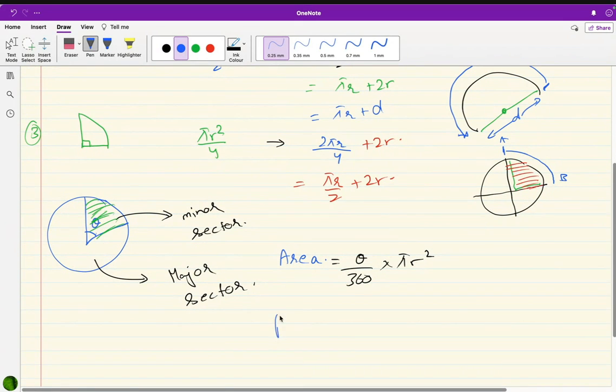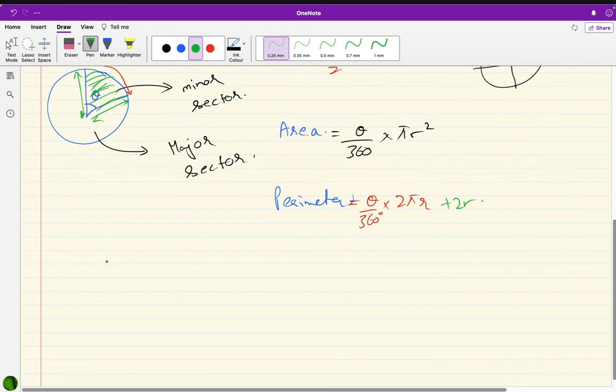In the same way, when we talk about perimeter, that is basically arc length. This marked in red is the arc length. And what is the arc length? Completely it was 2 pi r. Full circle was 2 pi r. So this is theta out of 360 degrees into 2 pi r. So that is the red part, and this one in green are two radiuses. So plus 2r.